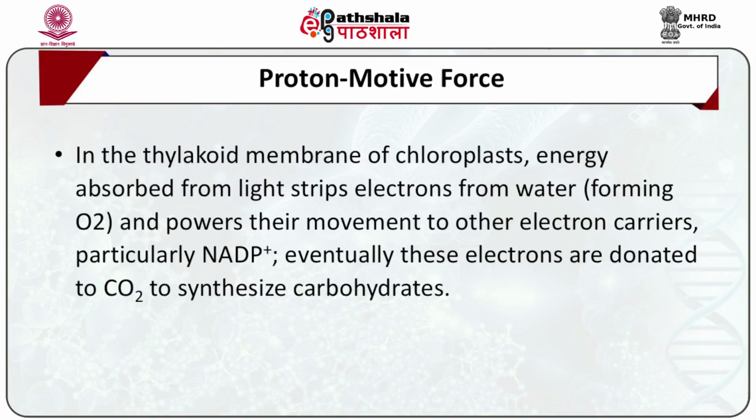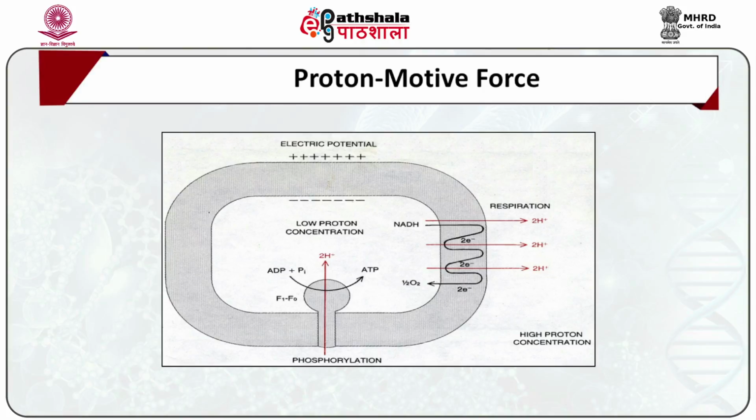In the thylakoid membrane of chloroplast, energy absorbed from light strips electrons from water, forming oxygen, and expedites their movement to other electron carriers, particularly NADP+. Ultimately, these electrons are given to CO2 to produce carbohydrates. All these systems, though, comprise some similar carriers that link electron transport to the pumping of protons, always from the cytosolic phase to the exoplasmic phase of the membrane, thus generating the PMF.